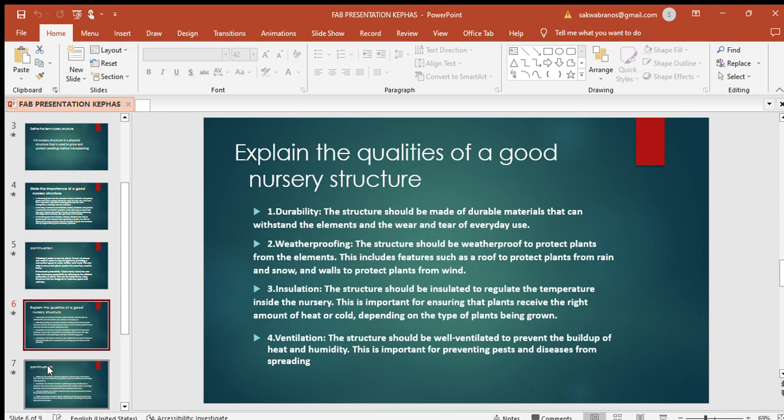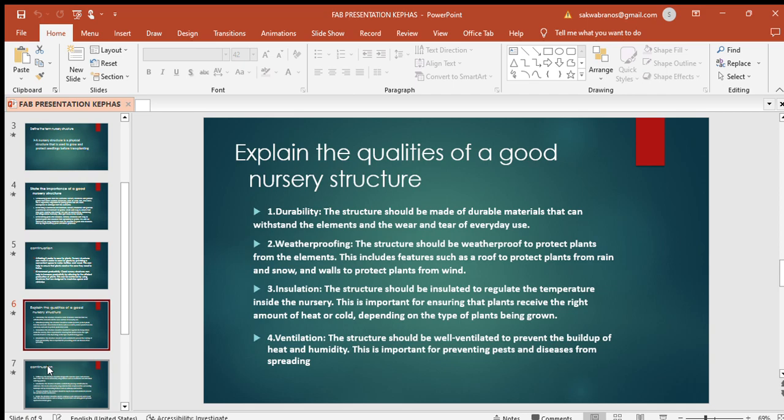Number one, as a farmer, before you construct a nursery structure, you have to consider durability. You have to make sure that the structure, the material that you use to construct that particular structure, are good and are able to withstand the bad element and wear and tear in the long run. Also, number two, you have to ensure that they are waterproofing, meaning that it protects plants from the element that is the rain.